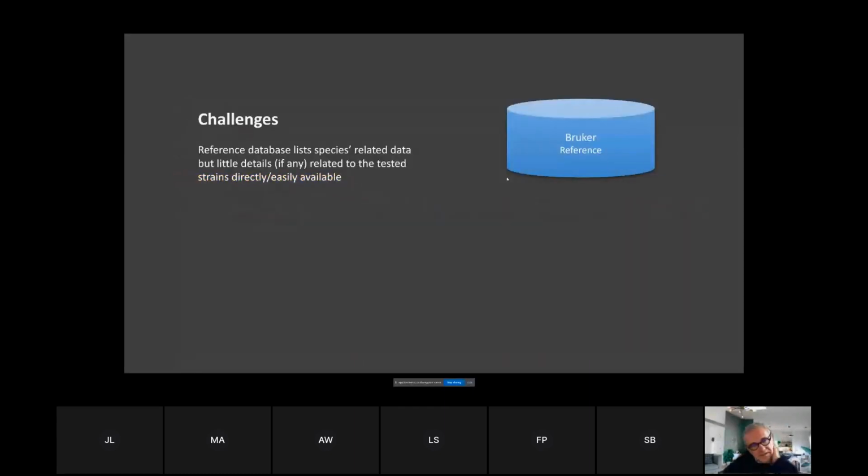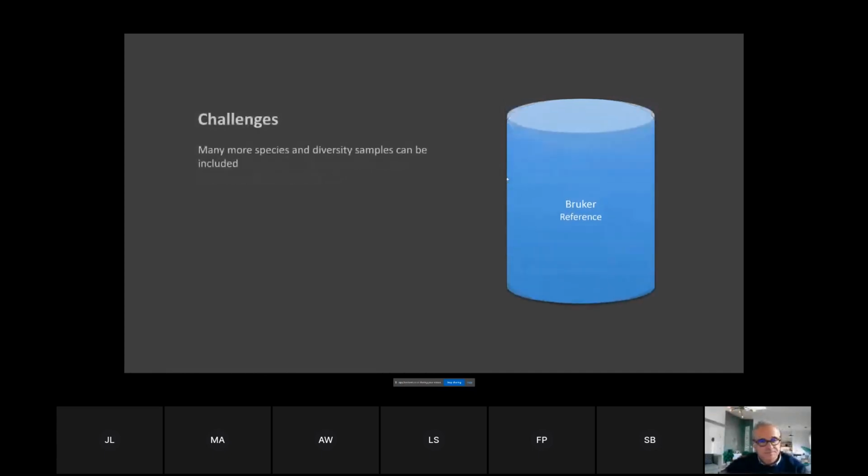So the challenges are that the reference database of Bruker is not listing all the species that are out there. And when we have an identification, we don't have much information. We know things like, okay, this is a Candida albicans, for example, this is CBS something, or things like that, not much more. So we need to enrich all those data when the identification is performed, and we need to dig into the information more deeply.